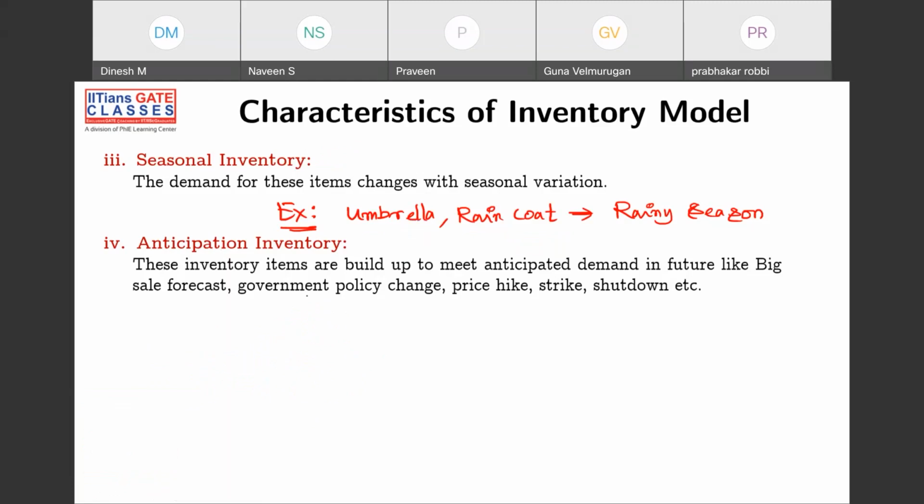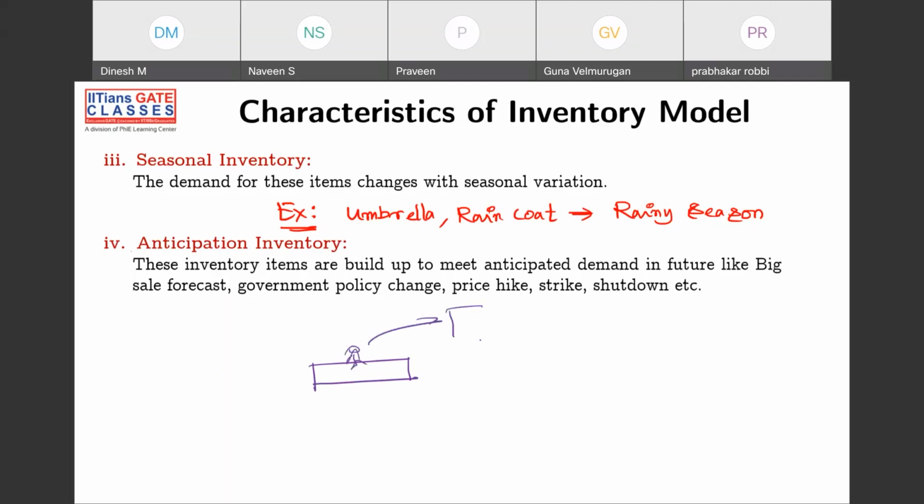And anticipation inventory. This is very important. You don't know what is going to happen in future, so that cannot be anticipated. Let's say today, assume that Russia and Ukraine are not fighting. We didn't know that, and suddenly today night they're fighting. We all know that they're fighting each other. So today you're sitting happily eating your dinner.